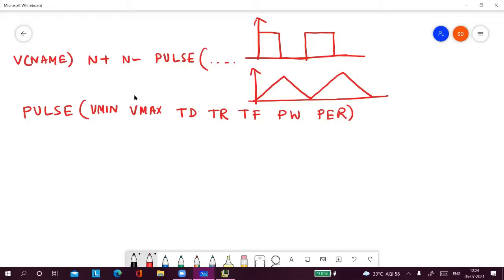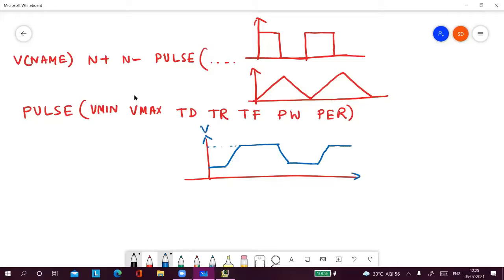Okay. So for example, say you want to generate this type of wave. For this voltage V, this is the minimum value, V1, and say V2 is the maximum value. Here, this is a delay time. It starts with a delay of this. If there is no delay, you can write 0 also. This one is known as the rise time, TR.